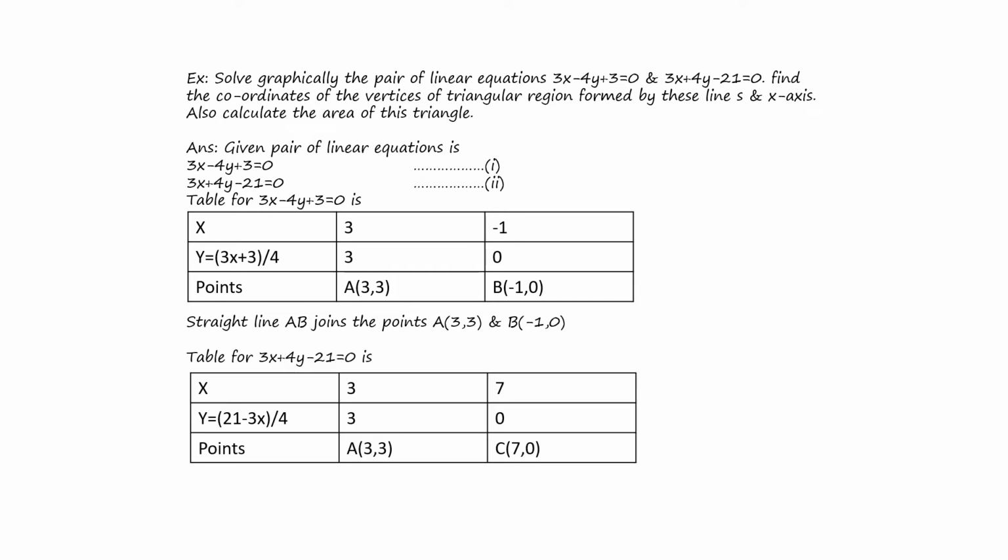Similarly, the table for 3x plus 4y minus 21 equals 0: when x is 3, y is 3. Let this be the point A, and when x is 7, y is 0. Let the name of the point be C, C (7, 0). So the straight line AC joins the points A (3, 3) and C (7, 0). Let's draw the graph.